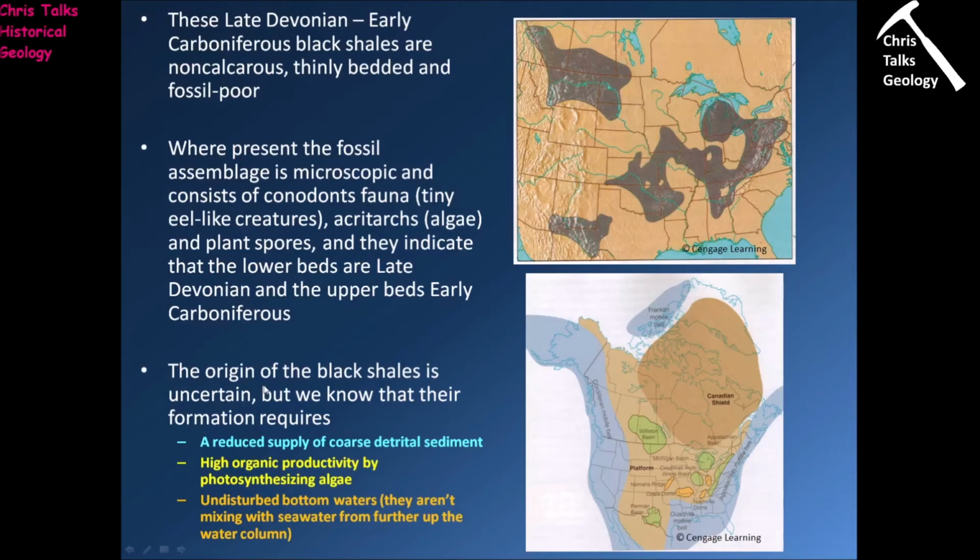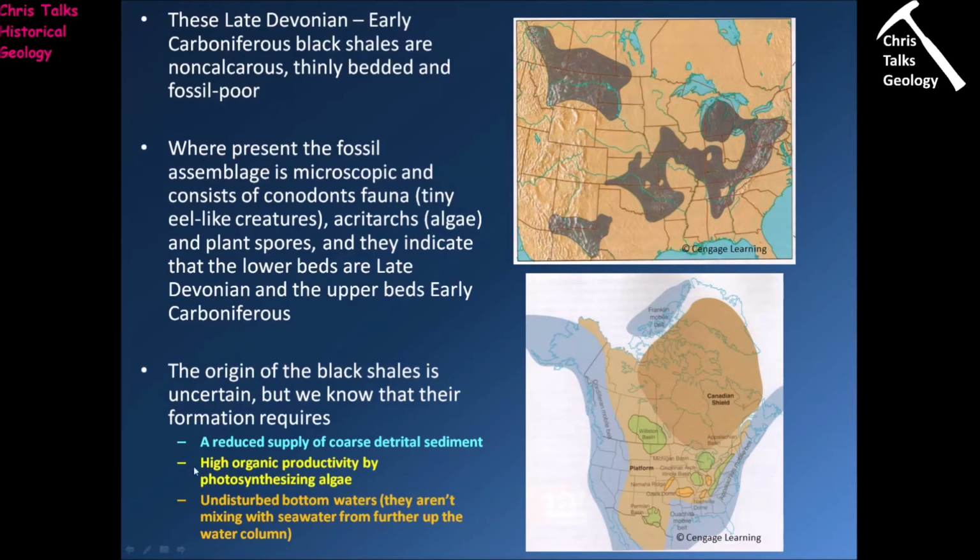Now, the origin of the black shales is uncertain, but we know that their formation requires a few things. Number one, we need a reduced supply of coarse detrital sediment. So what we need is lots of fine detrital sediment coming into our area. We need lots of clays and lots of silts. We don't want sands, gravels, cobbles or boulders, they're too big. So that means these areas here will have been inundated by large quantities of fine clastic sediment.